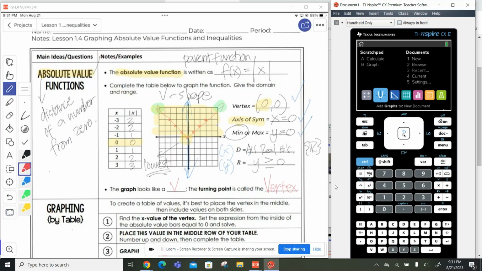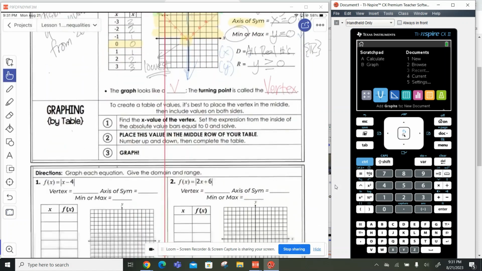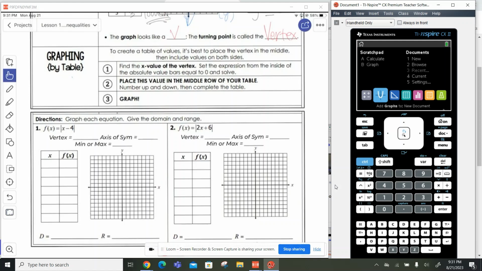Okay, so that's how we identify the properties or the attributes of an absolute value function. If you look at the steps here, I'm going to move it up. Graphing by table, I just showed you that. Now the steps are: find the x value first, so we know what goes in the middle of the table, and then we're going to complete the table. Then after that, we're going to plot the points, connect, and identify the properties or the attributes of a given function. Okay, let's look at example number one.